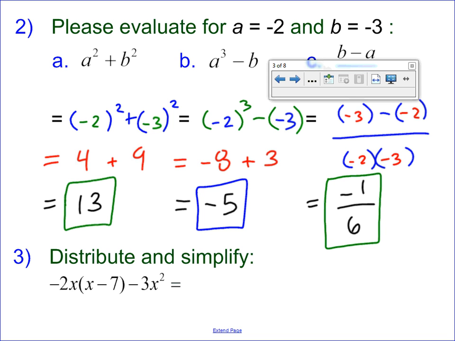And raise your hand if you had -1/6. Anybody else already have that? Yes, you did? Hey, that's great news.